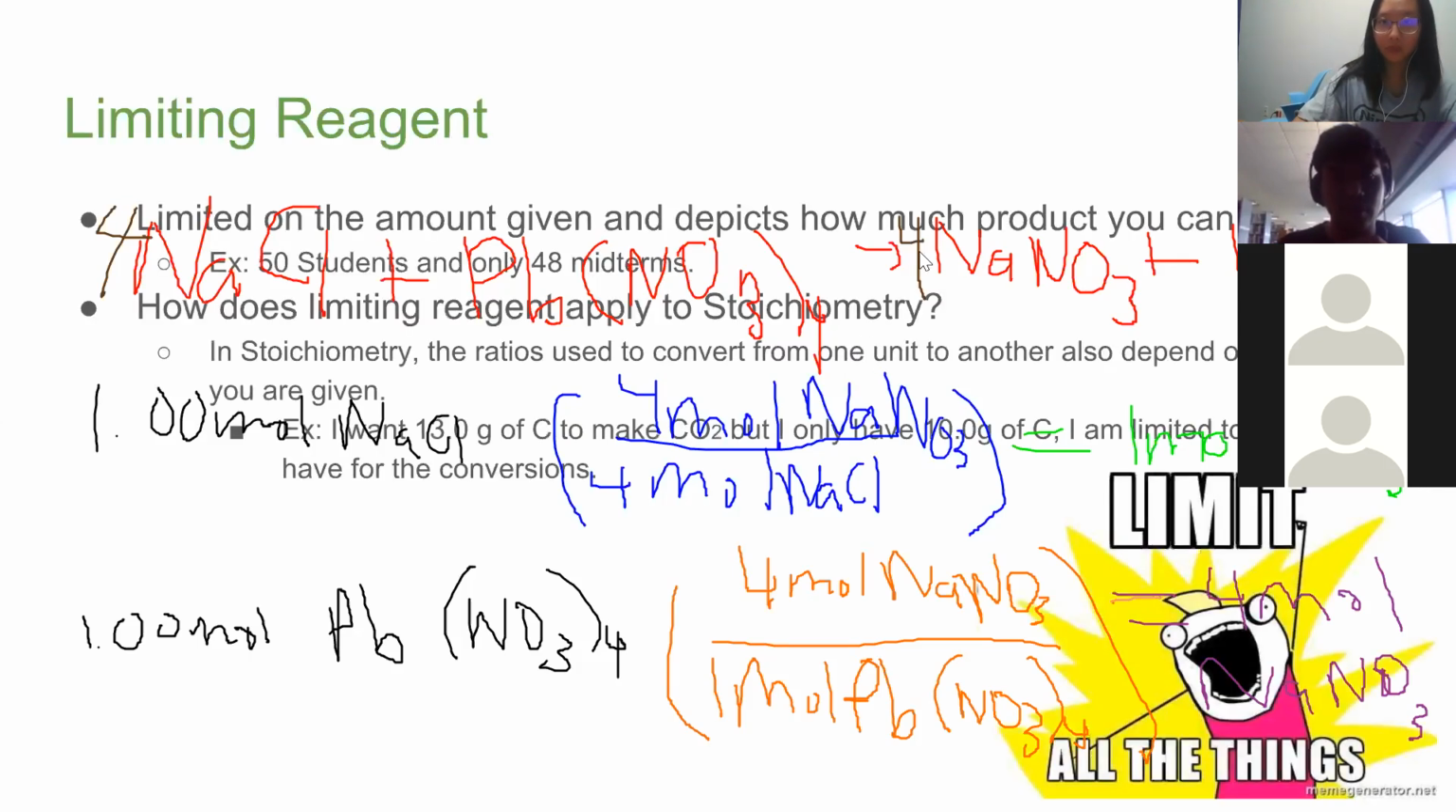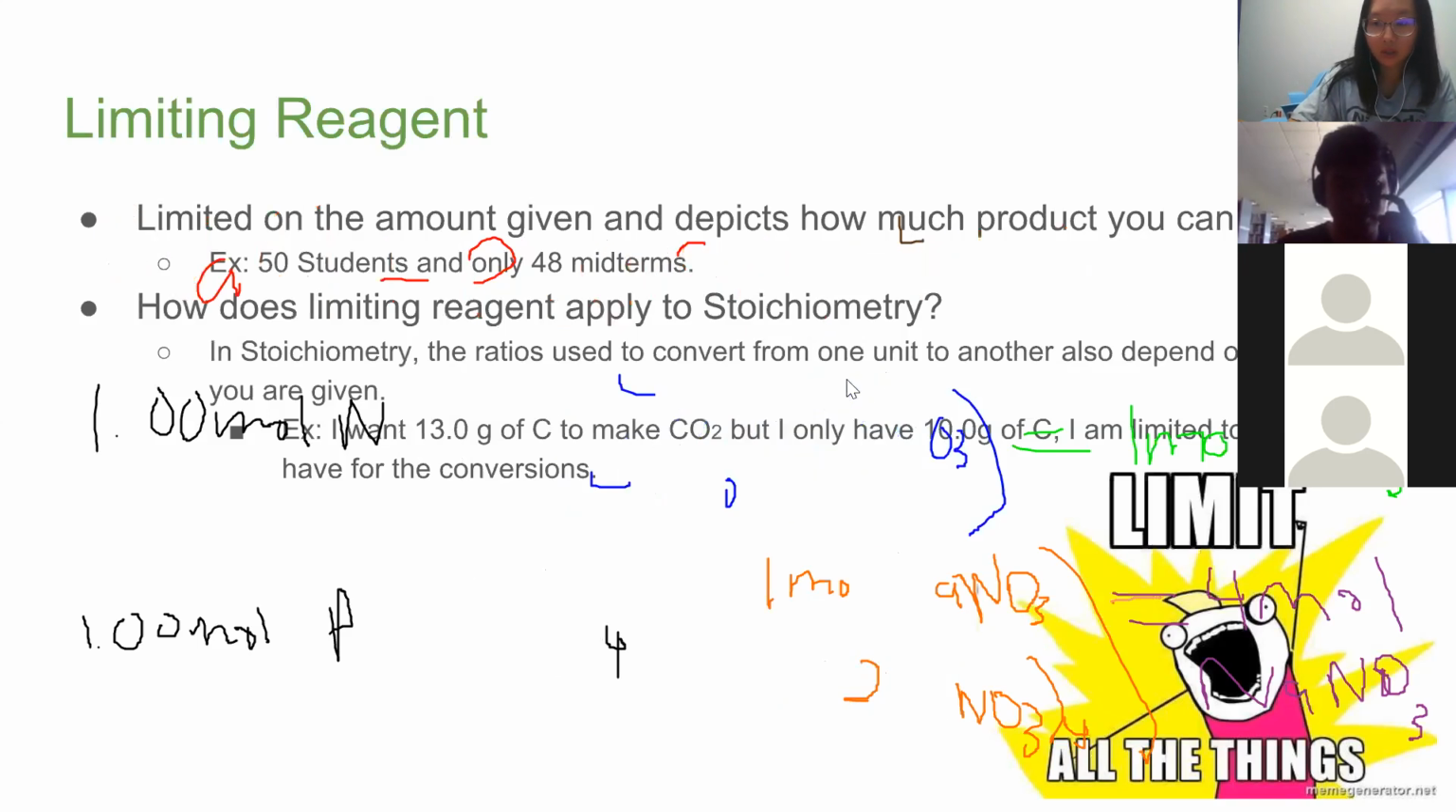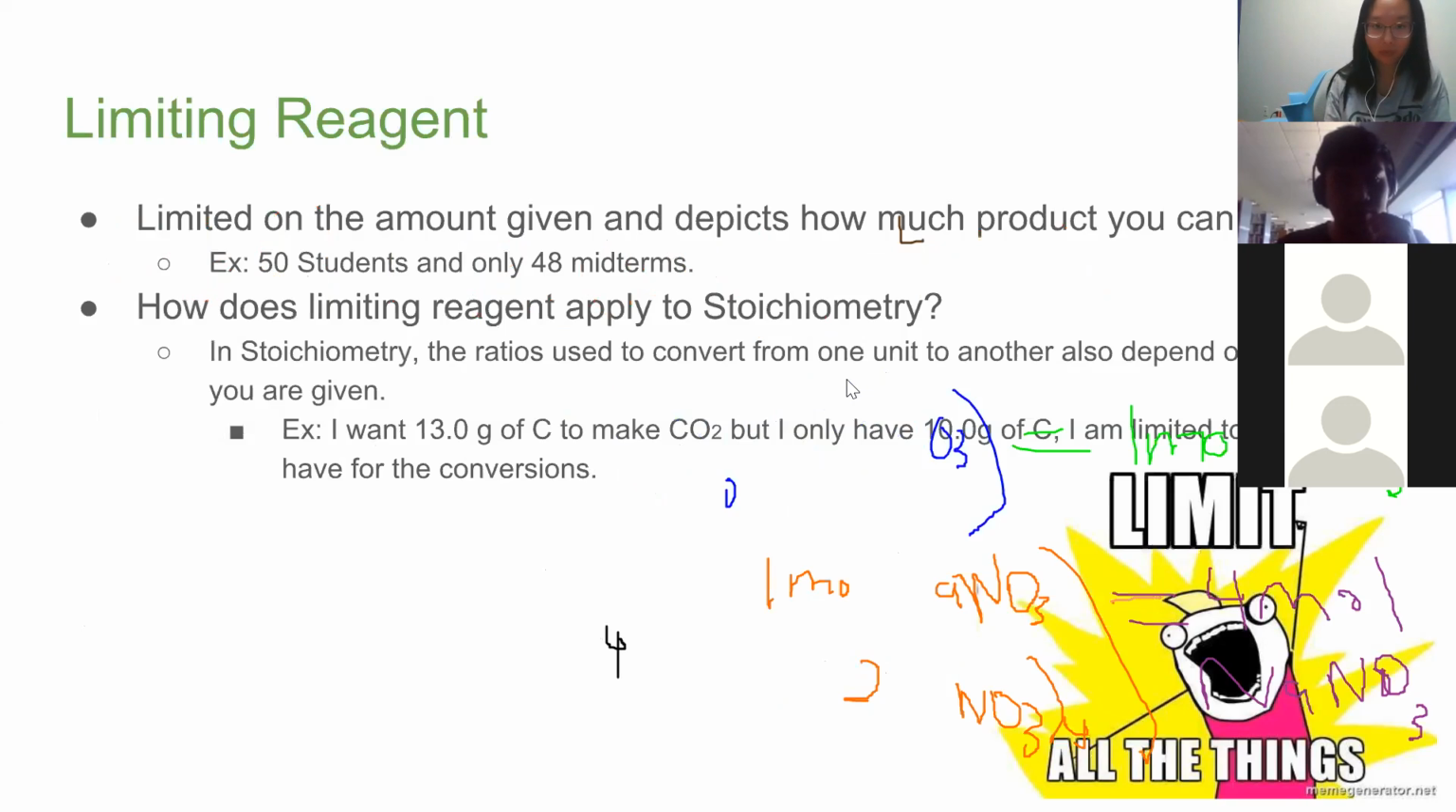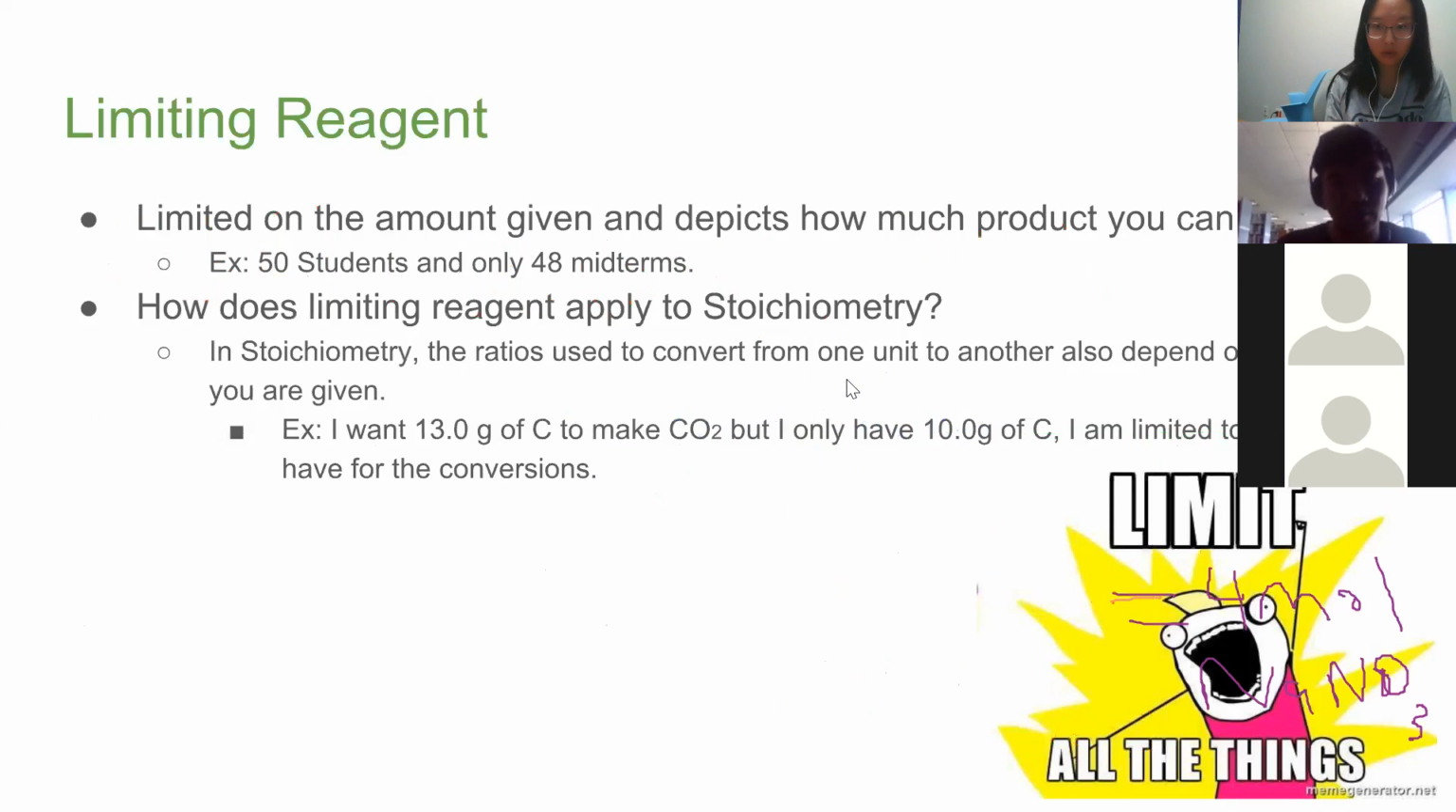Okay. So what a limiting reagent is, I'm going to erase all of this. It erased. So a limiting reagent means you're limited to the amount that you are given, and that dictates the amount of products that you can make. An example could be that there are 50 students in the class, but the professor only has 48 midterms, which sometimes happens, but moving on.